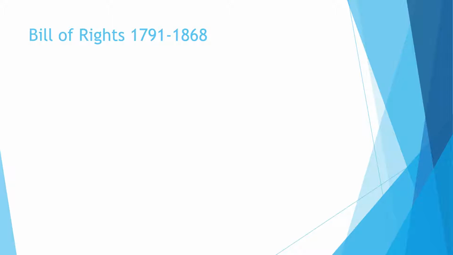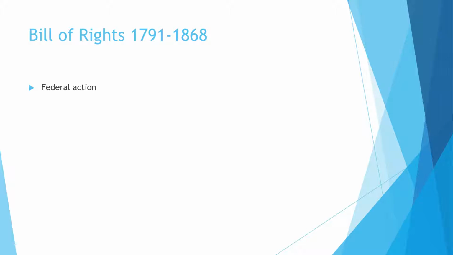So the Bill of Rights, as we said in our last PowerPoint discussion, was ratified in 1791, and so we want to cover the period of 1791 to 1868. You'll see in just the next slide why 1868 is important. 1791 is when the Bill of Rights is ratified, becomes the law of the land, and 1868 we'll see is when the 14th Amendment is ratified. But we'll get to that in just a little bit.